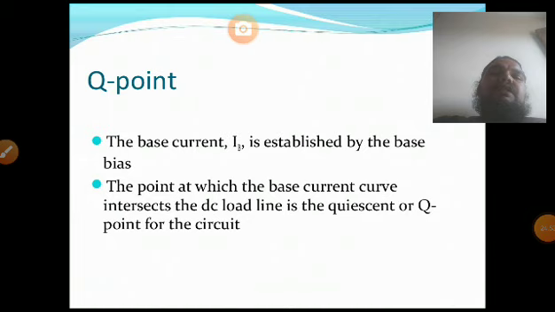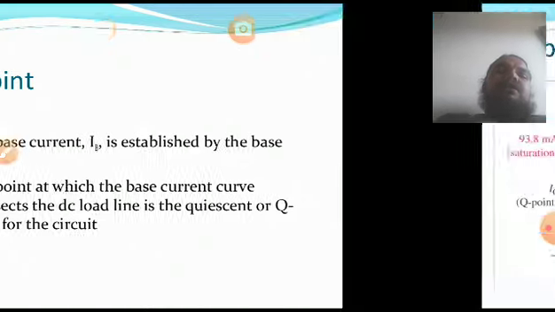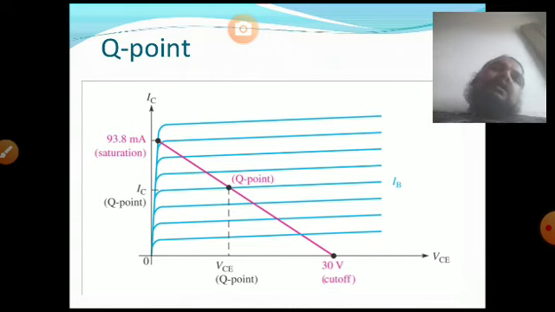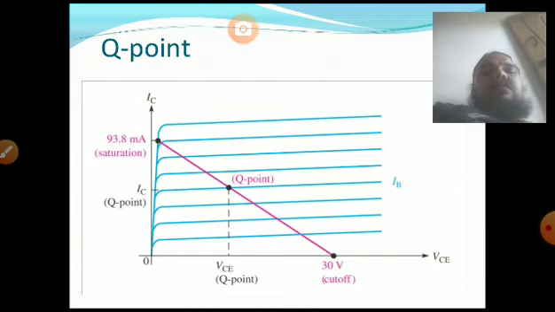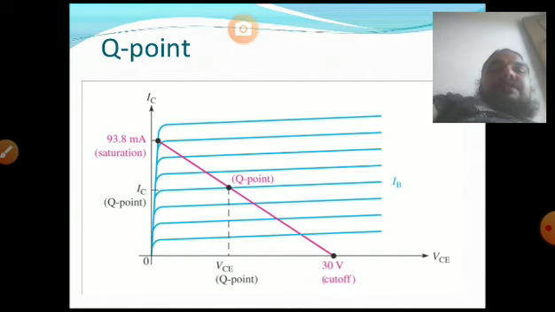Q point. The base current IB is established by the base bias. The point at which the base current curve intercepts the load line is the Q point. This shows the Q point of the bipolar junction transistor, voltage versus current diagram, the base current IB showing the Q point.